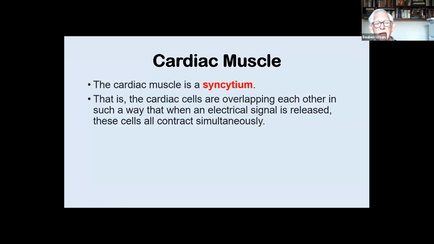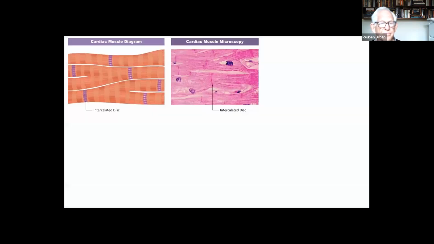So I mentioned before, the cardiac muscle is a syncytium, so each section contracts simultaneously. You can't have it any other way, otherwise it just wouldn't push the blood out. And here we have the cardiac muscle, as just this diagram, and this is an actual electron microscopy image. So as you can see, if you remember what the skeletal muscle looks like, it's nothing like that.